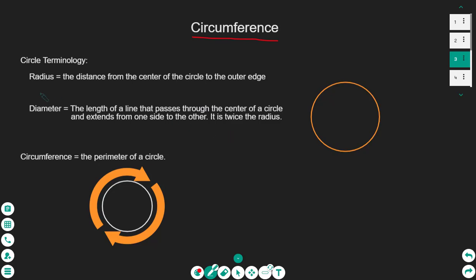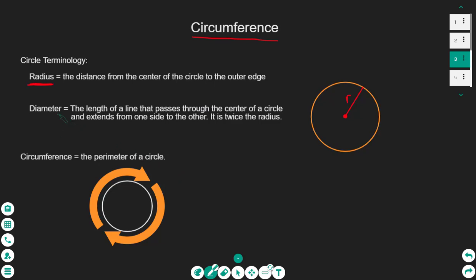All right? So first, let's discuss some of the terminology when we talk about circles. So the first thing is to recognize what the radius is. In formal language, the radius is simply the distance from the center of the circle to the outer edge. So if we have a circle over here, and if I find my center, the radius is the length of the line that extends from the center and goes to the outer edge. Right? That is your radius. It's as simple as that. Whatever that distance is, that is your radius.